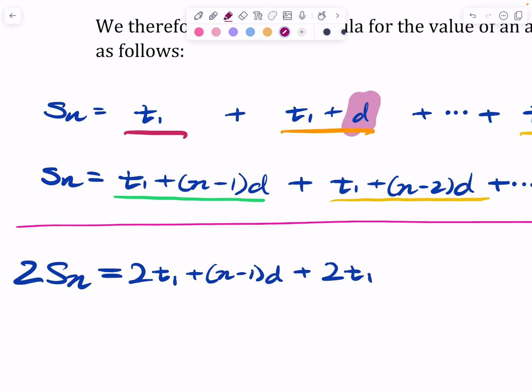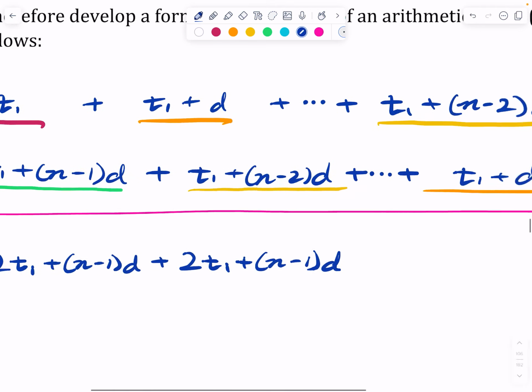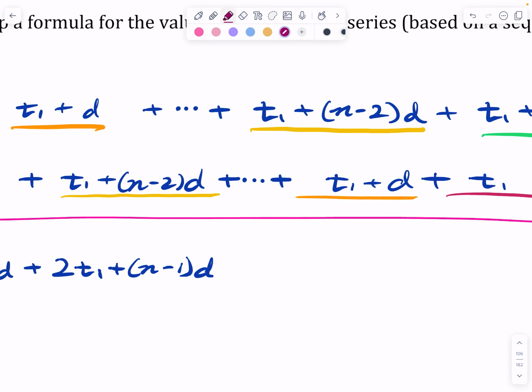And then we have d plus n minus 2 times d. So we had n minus 2 of these differences, and then we added one more difference. Now, that is n minus 1 of those differences. Well, that's kind of interesting. Well, probably meaningless. We'll move on.